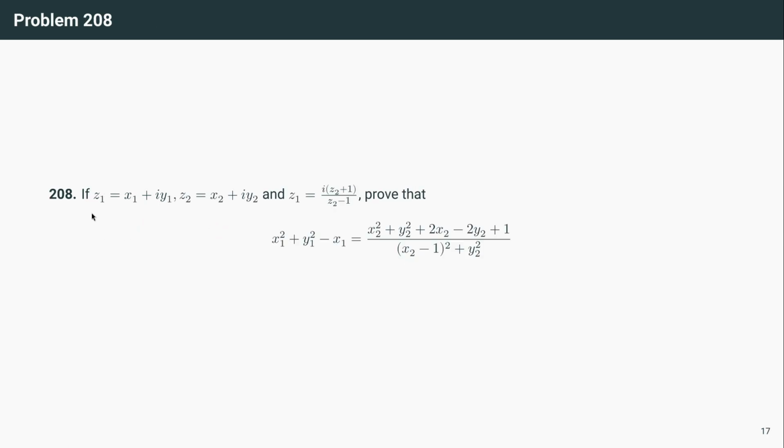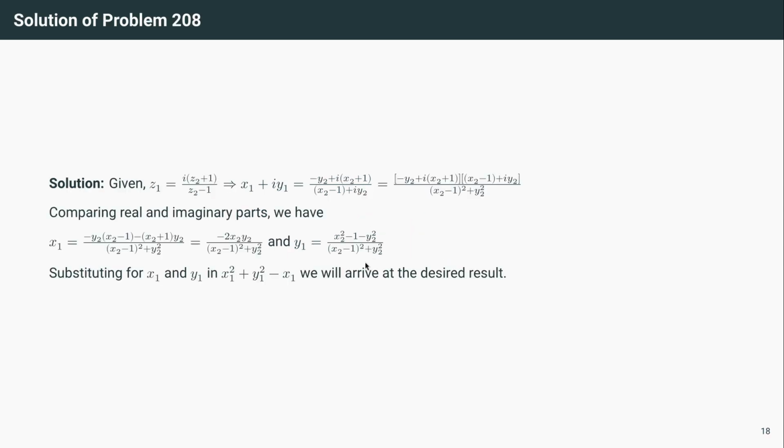Problem 208 says that if z1 = x1 + iy1 and z2 = x2 + iy2, and along with these we have z1 = i(z2 + 1)/(z2 - 1), then we have to prove that x1² + y1² - x1 is equal to (x2² + y2² + 2x2 - 2y2 + 1)/((x2 - 1)² + y2²). So we have z1 equal to this much.